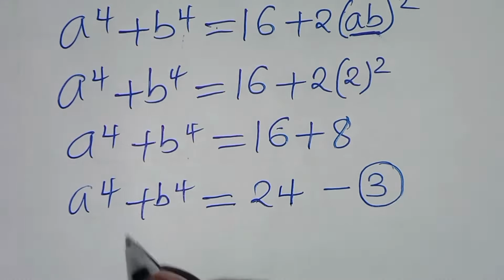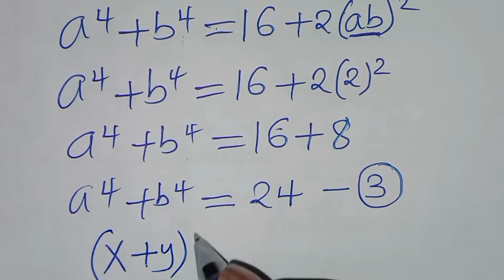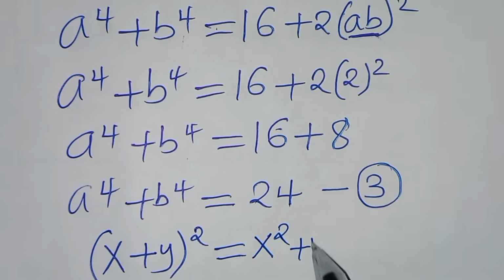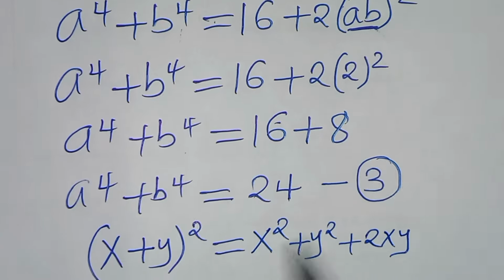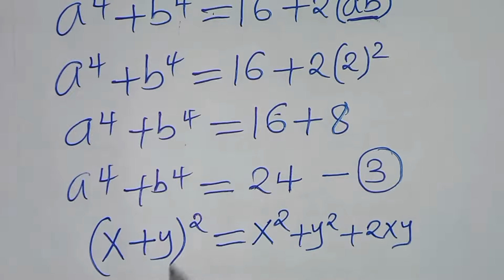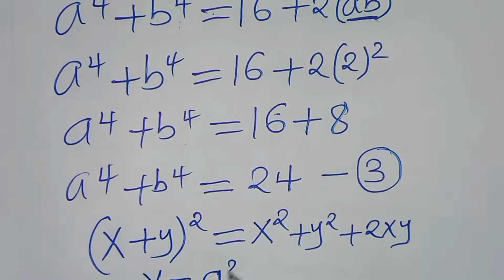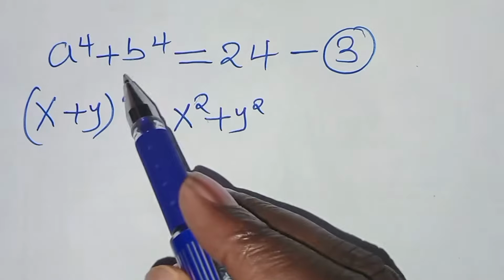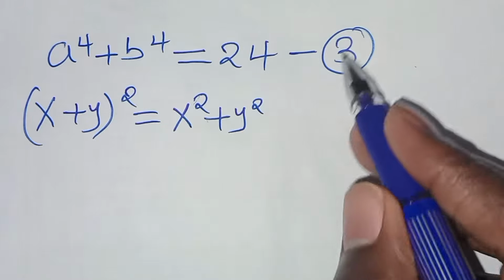Now, we have that if you have x plus y squared, this can be expressed as x squared plus y squared plus 2 times xy. From what we have here, x is equal to a squared, and y is equal to b squared. We have that a to power 4 plus b to power 4 is equal to 24. Let's call this equation 3.